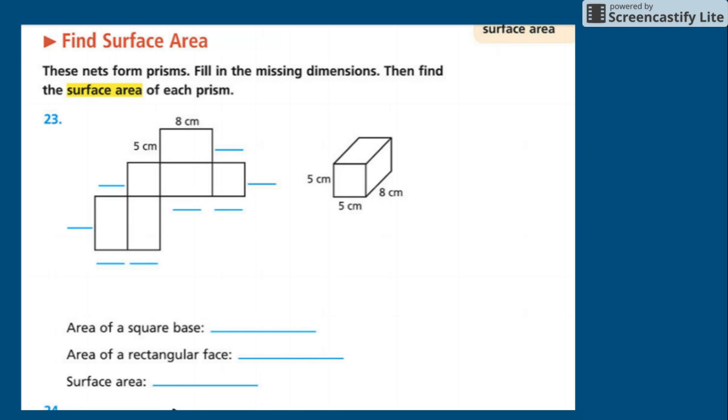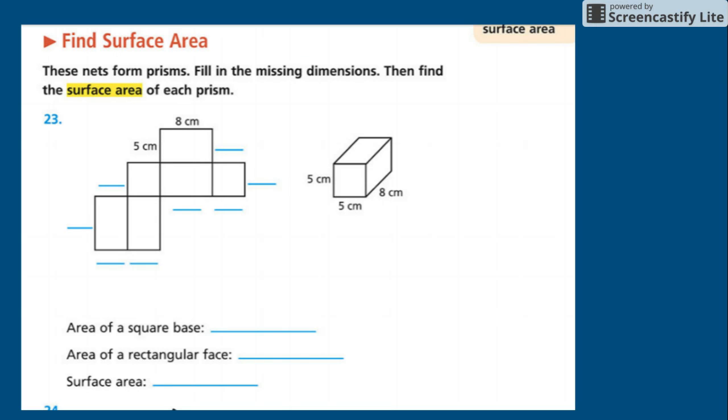Another thing you're going to have to do today is find the surface area using the nets. So this really breaks it apart for us so we can actually see it in a 2-dimensional drawing. These nets form the prism, so start with there and then fill in the missing dimensions. And then that can help us find the surface area of each prism. So if we're given this, you may have to draw it on your own.